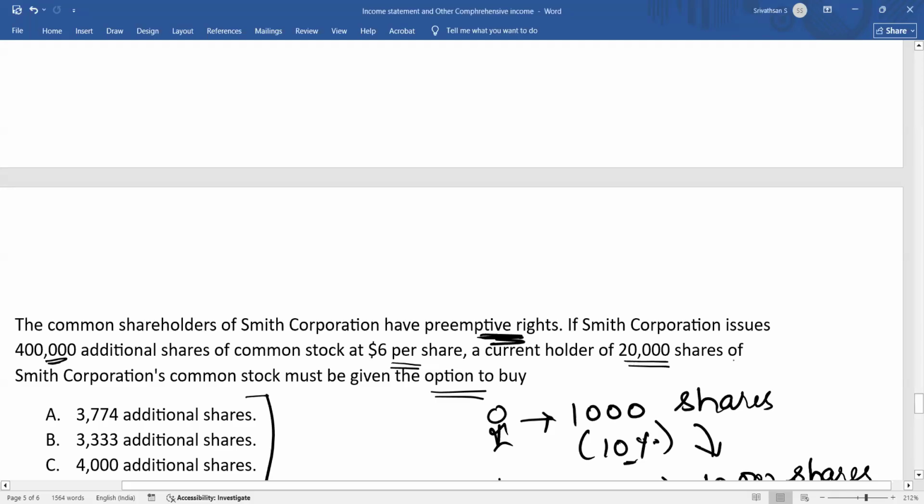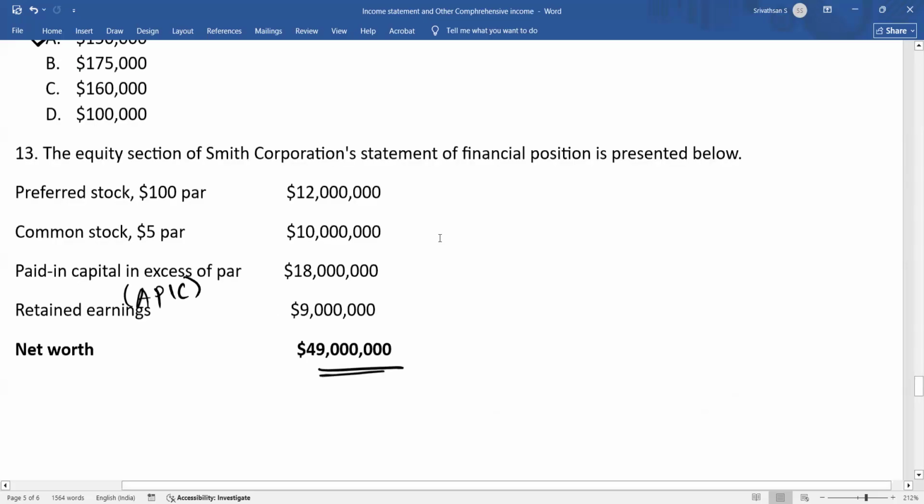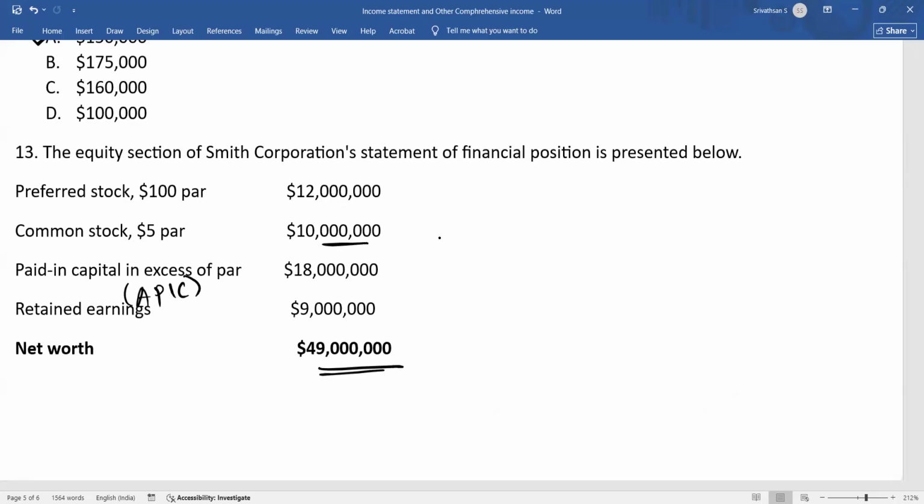So here, a shareholder who currently has 20,000 shares, first let's identify what is the proportion of his investment in that company. What is the total number of outstanding shares? Common stock is 10 million and the face value of one share is 10. Sorry, the face value of one share is 5. If the face value of one share is 5, then how many shares would the company have issued?